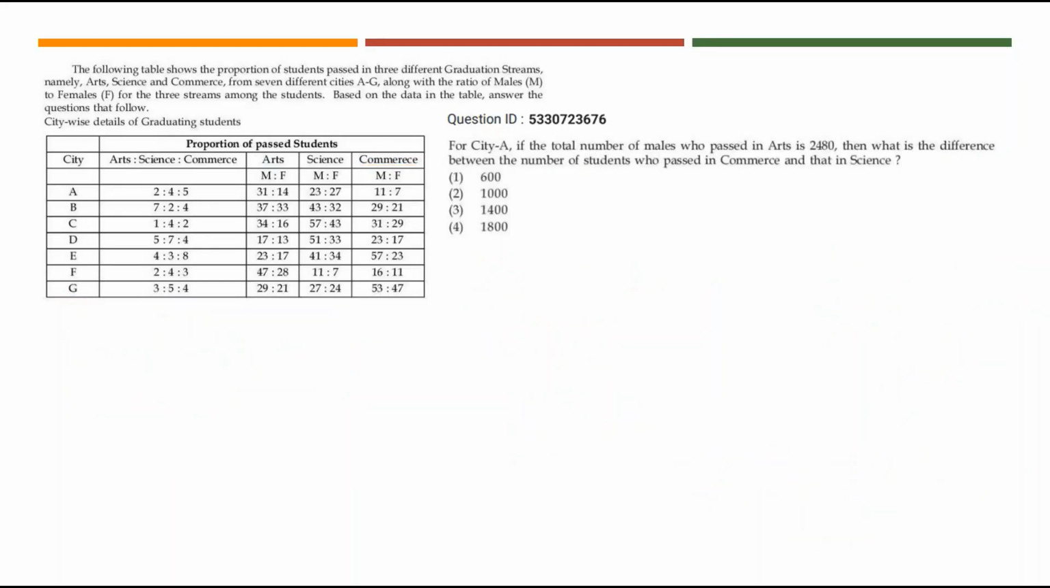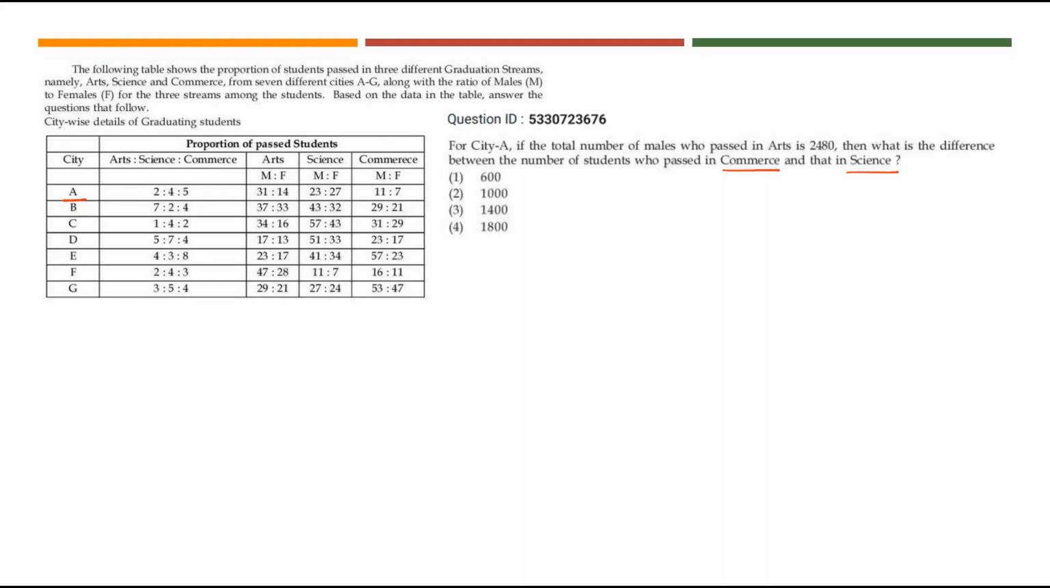Next question, for city A. Now we are concentrating here. If the total number of males who passed in Arts is 2480, what is the difference between the number of students who passed in Commerce and Science? This is also a similar problem. You have to find the total number of students from Arts, and based on Arts you have to find the total number of students on the whole. After finding them on the whole, you have to calculate for Commerce and Science separately and then get the difference.